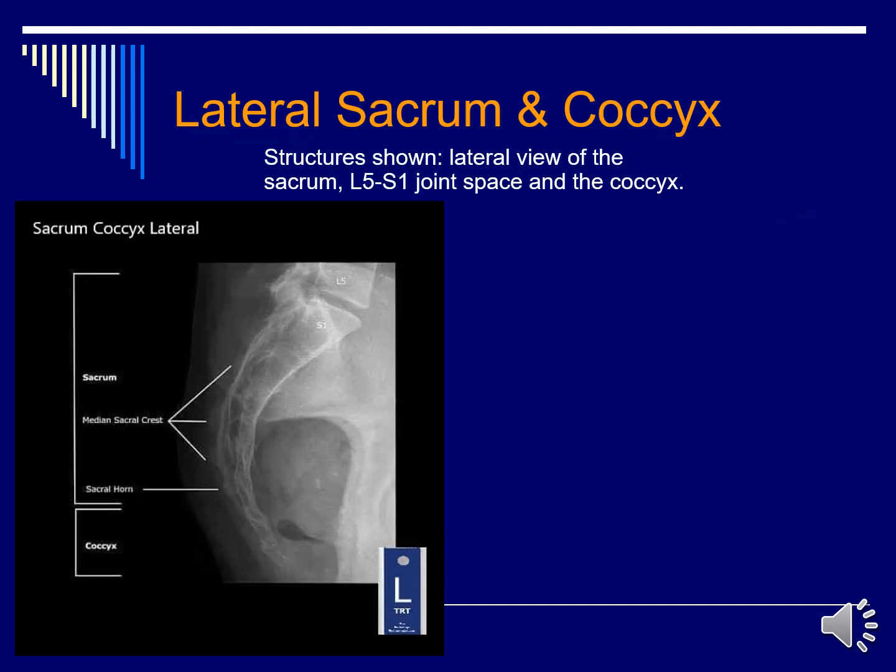So here's an image showing you the lateral sacrum and coccyx. You see the sacrum in profile, the body of L5 is in profile, the coccyx is in profile. You see that the pelvic bones are superimposed on top of each other. You can notice the median sacral crest and the sacral cornu as well as the coccyx there.